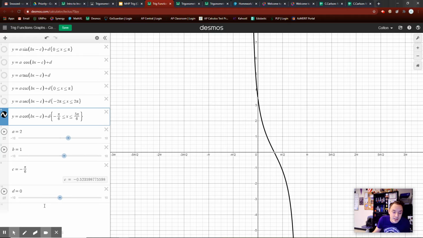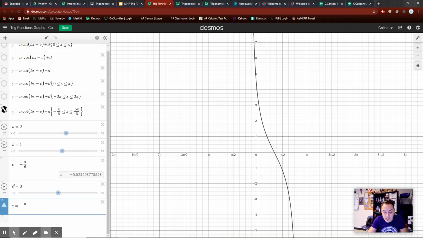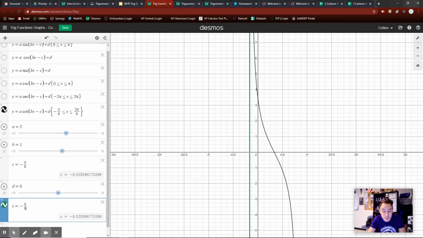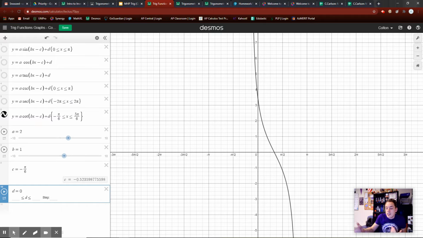You can definitely go down here and say x equals negative pi/6 if you wanted, and that's one asymptote. So that's great if you wanted to, but I'm not going to continue doing that. So you just have to mess around with it and then get the right graph.